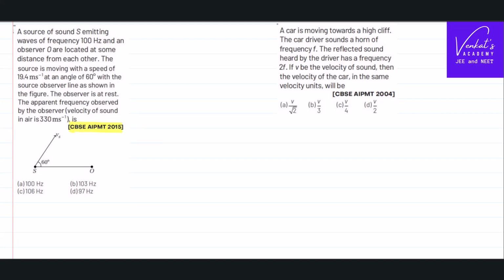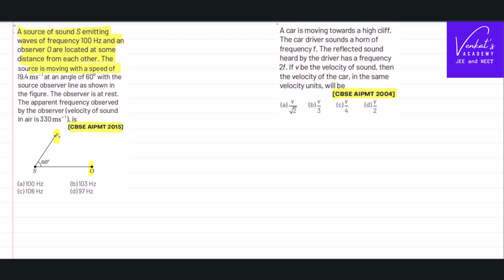These two are the AIPMT questions on the Doppler effect from the chapter Waves. Let us solve them. The first question says, a source of sound emitting waves of frequency 100 Hz, this one, and an observer O is located at some distance from each other, here.